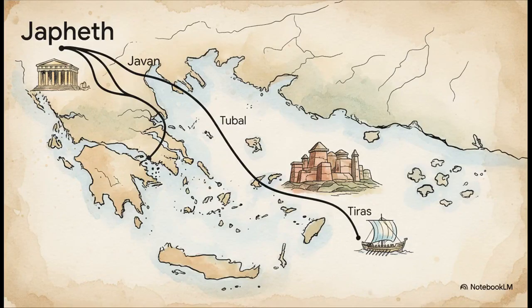And this is where this old map starts to feel really concrete. The name Javan, for example, is almost always linked with the Greeks. Tubal seems to point to people in Anatolia, what we call Turkey today. Tiras is often connected with the seafaring folks around the Aegean. You can see what they're doing, right? They're mapping out the world they knew in Europe and Asia Minor.